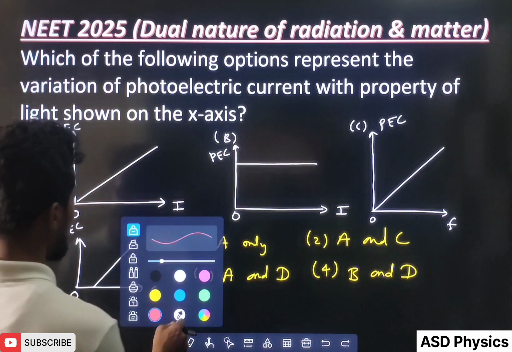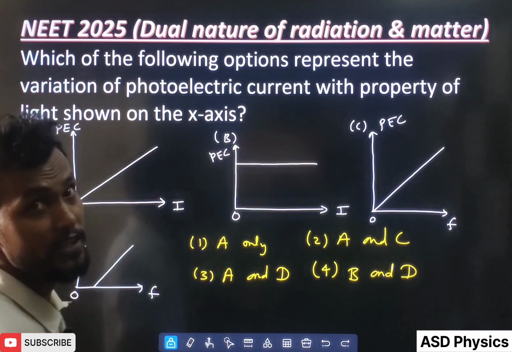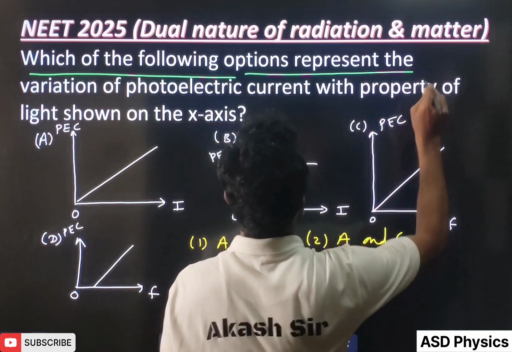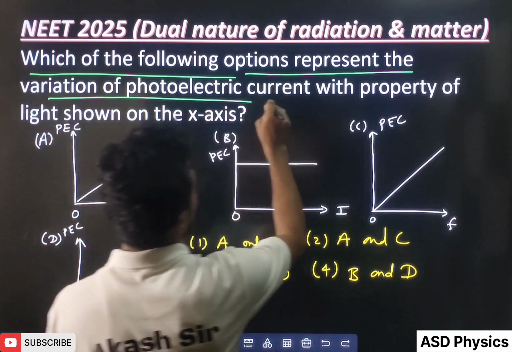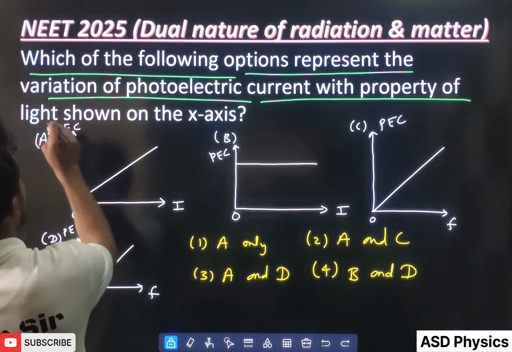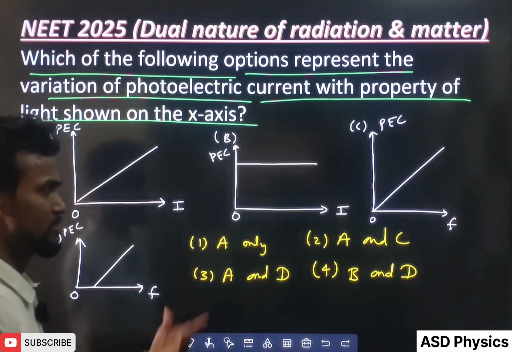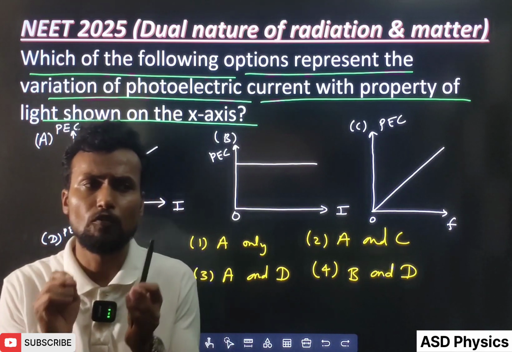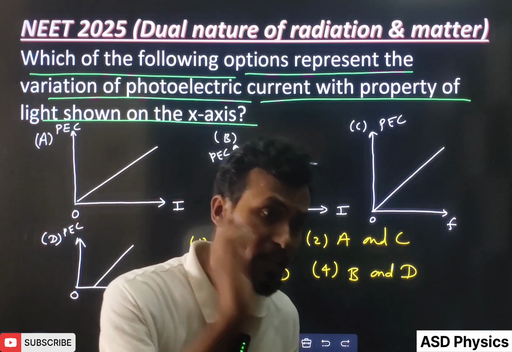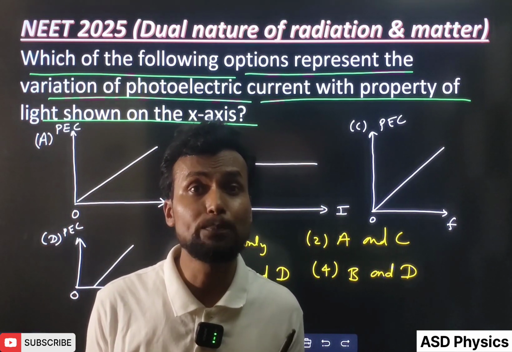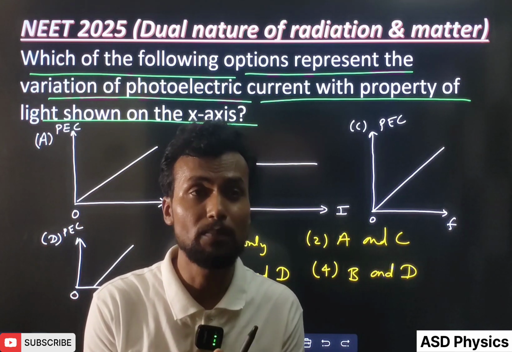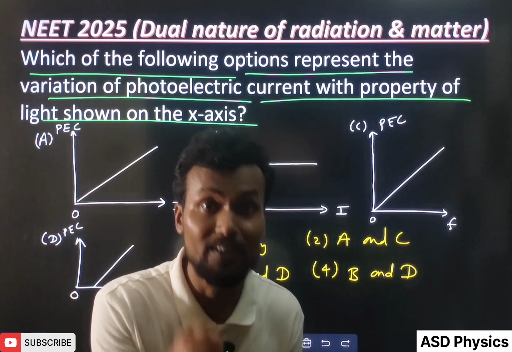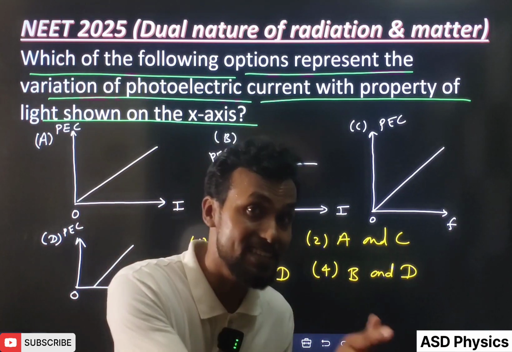Next one, let's see. This is from the chapter dual nature of radiation and matter. So many questions came. Which of the following options represent the variation of photoelectric current with the property of light shown on the x-axis? This question is informative. Remember that photoelectric current depends upon the intensity of light but is independent of the frequency of the light. But the frequency of incident light should be more than the threshold frequency, or the wavelength of the incident light should be less than the threshold wavelength.